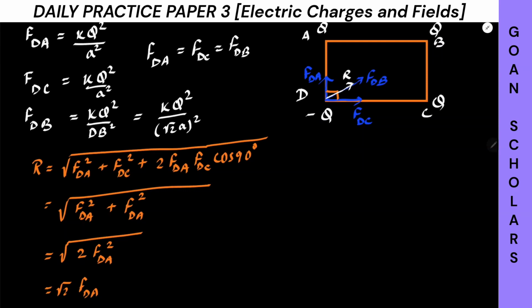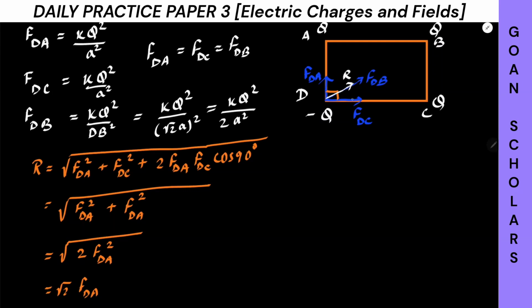So from where did you get root 2A? If you take this triangle, which triangle? Our DCB, this side is A, this side is A. Pythagoras theorem will give you this also, root 2A. So Pythagoras theorem, perpendicular square plus base square equal to hypotenuse square, that you can apply here and you will get root 2A. So what's the force on DB? KQ square by 2A square, okay. This is our force. So be very careful. DB is a different force from DA and DC, okay. Coming back to this, so resultant of DA and DC, we got it along R.